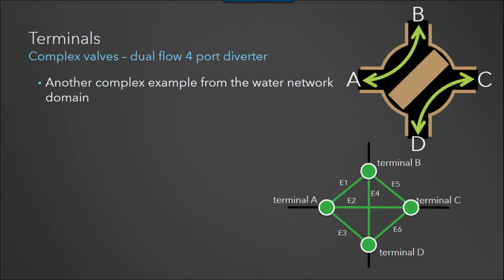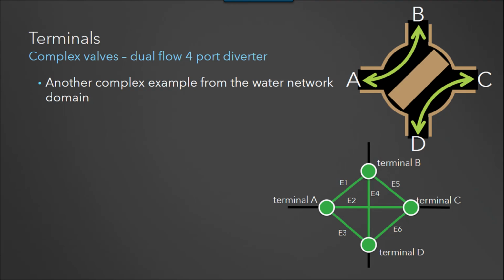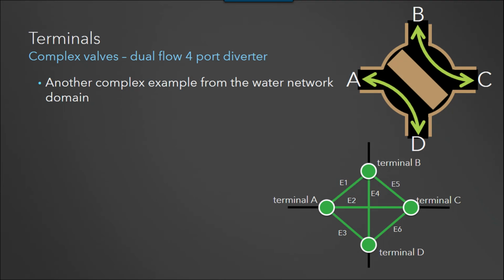Okay, let's talk about another crazy one. This one's actually very cool. We're in the water domain, and we have a dual flow 4-port diverter valve. I thought these were only on my swimming pool or something like that. Anyway, what we're trying to model is a diverter valve where water can flow between ports A and B or C and D. If you watch my demo animation very closely, you can twist it and divert it so it's now B to C and A to D. That's pretty crazy. These things are real, believe it or not.